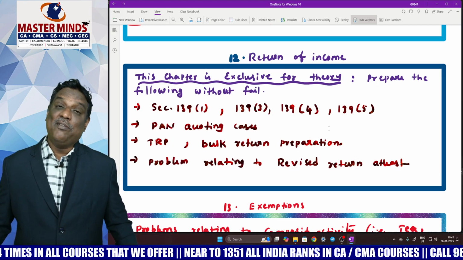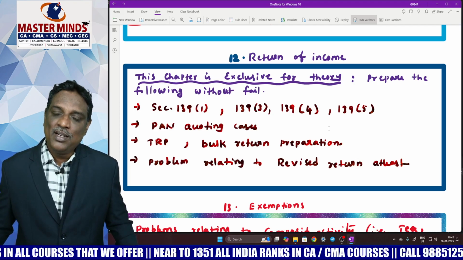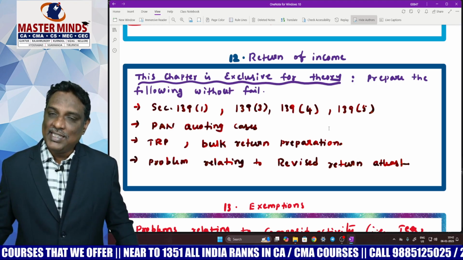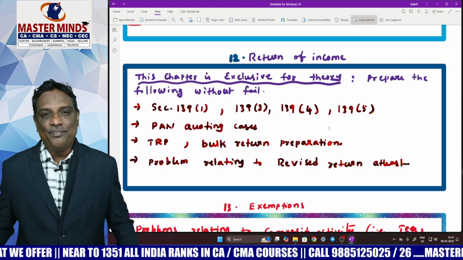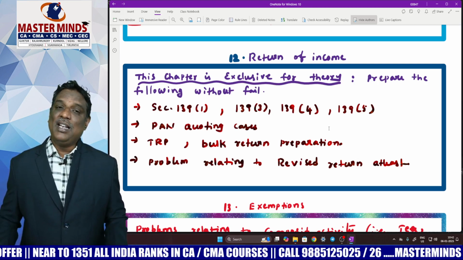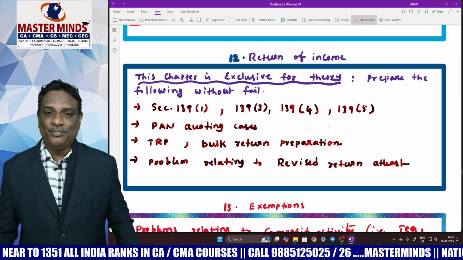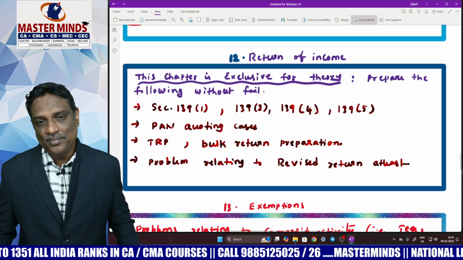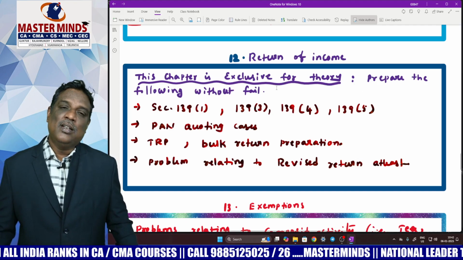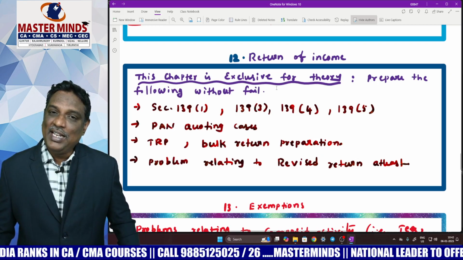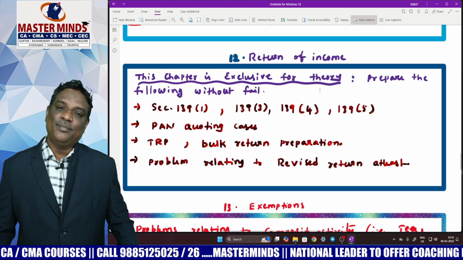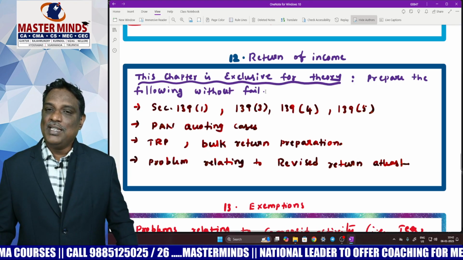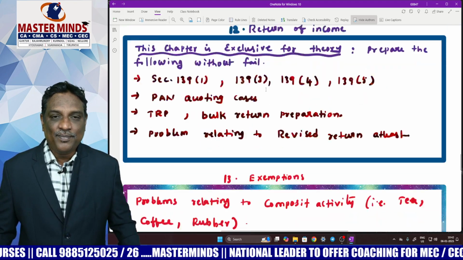Problems relating to revised return. Compulsorily prepare whatever problems are involved in your CRD; in the majority, the problems are revised return related. These are the important areas in the return of income chapter, and we have to concentrate more on this. Except for this chapter, you need not spend any time preparing theory in any other chapter. Return of income is exclusively for theory purposes.